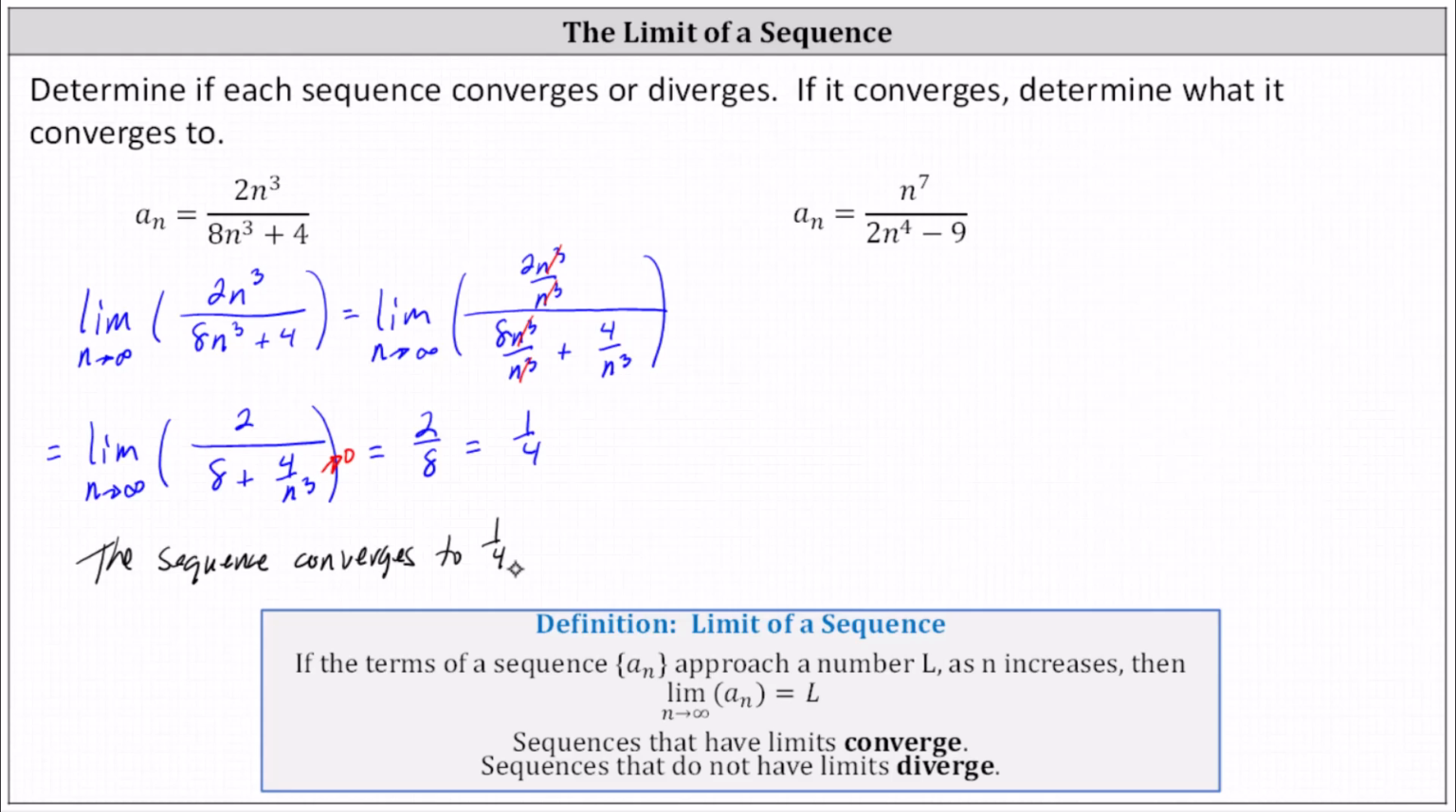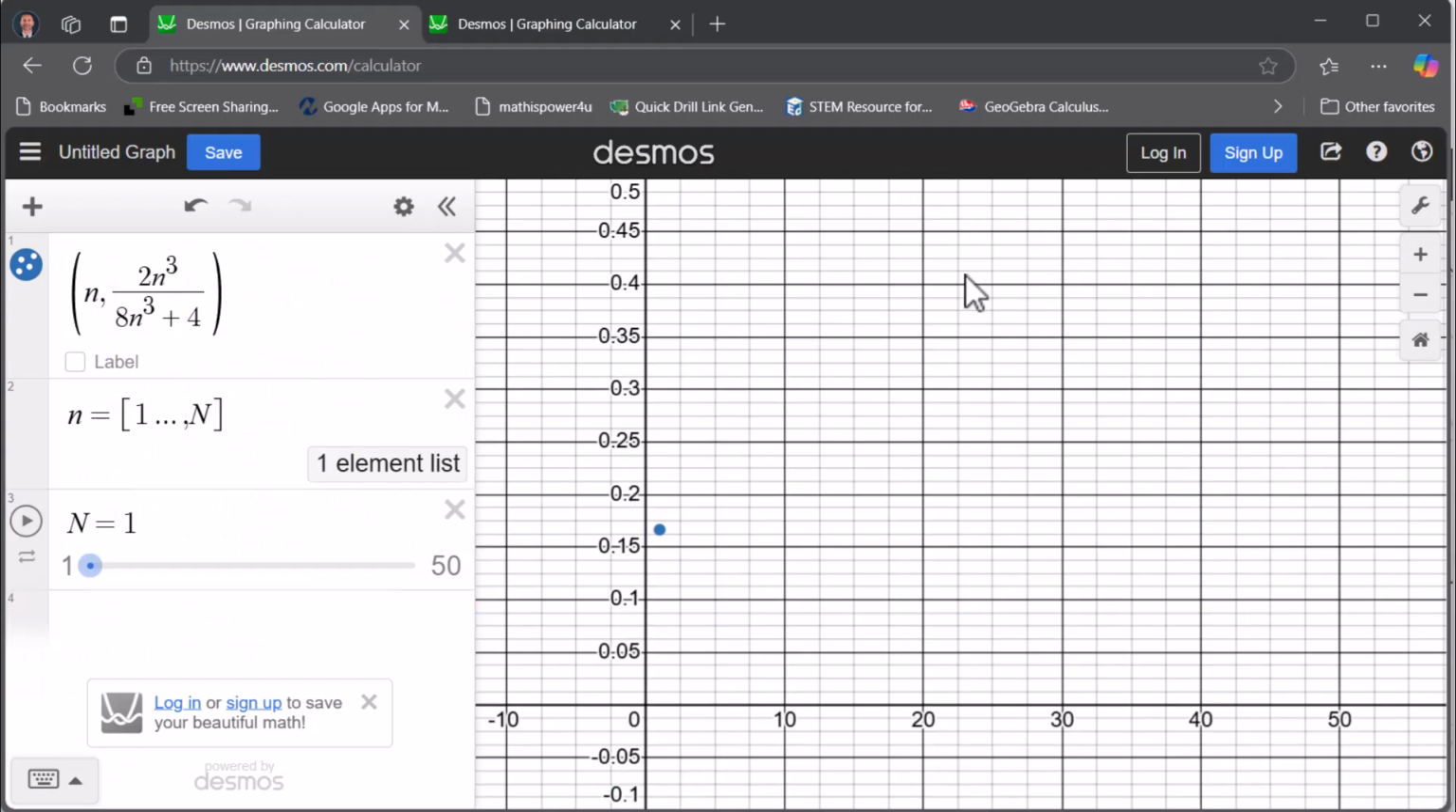Let's take a look at this graphically. To show the graph of the sequence, we will graph points on the coordinate plane in the form of n, comma, a sub n, and now let's plot the first 50 points. We can think of the y value as the terms in the sequence, and notice the y values do approach and converge to the value of 0.25, which is 1/4. Let's look at our second example.